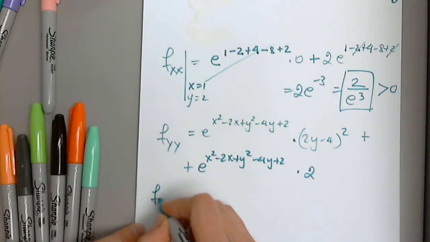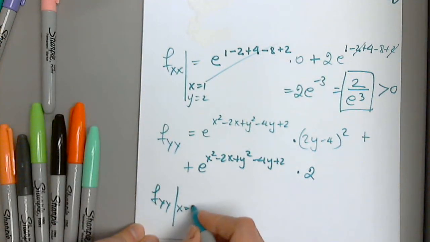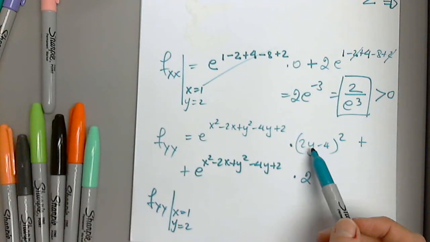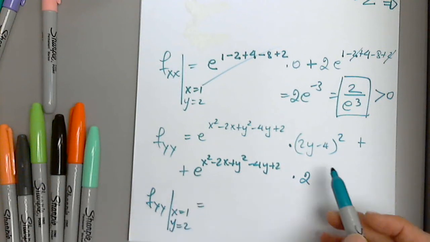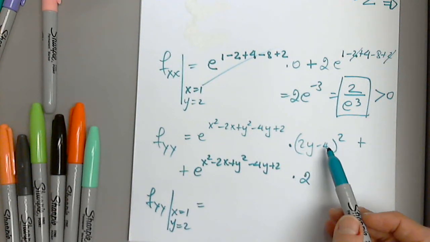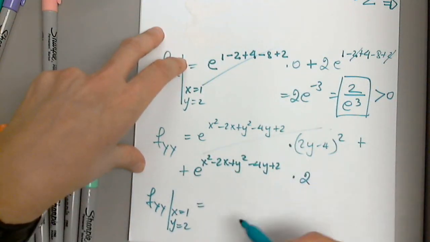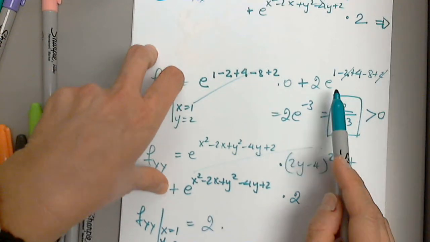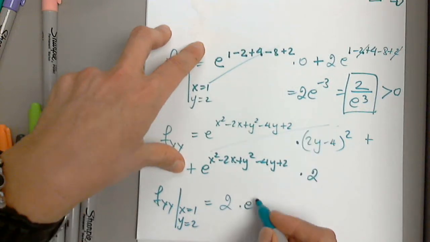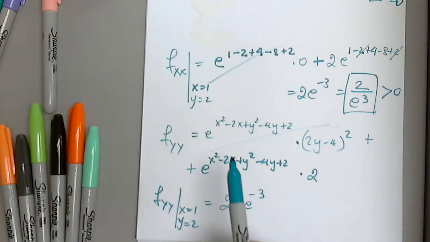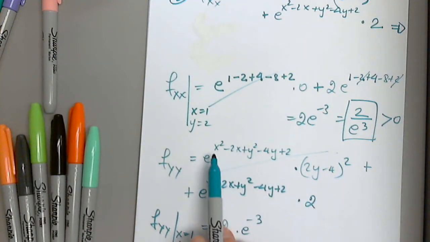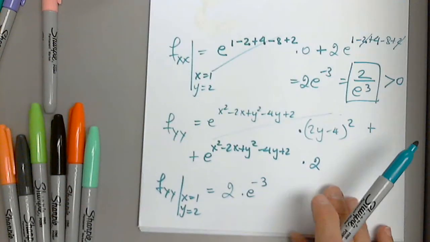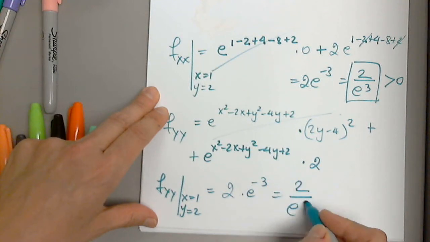Same thing when x is 1 and y is 2. So let's see. Lucky me again. 2 times 2 is 4. 4 minus 4 is 0. So this will be 0. So then it's only 2 times, and we evaluated this as e to negative 3, because they are the same values: 1 minus 2 plus 4 minus 8 plus 2. So this is also 2 over e to the third.